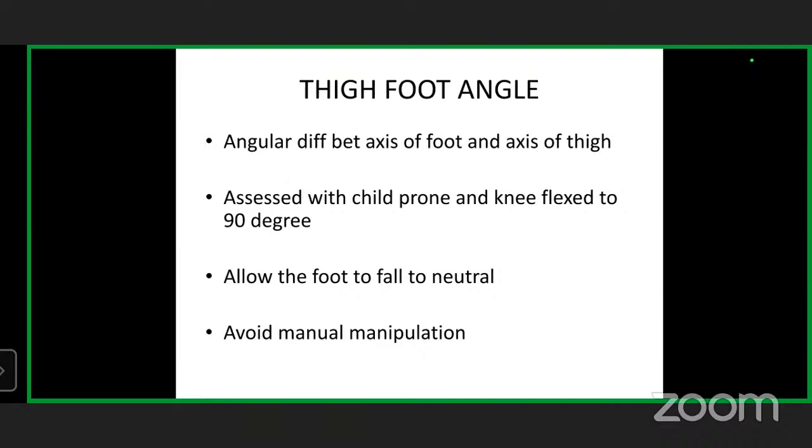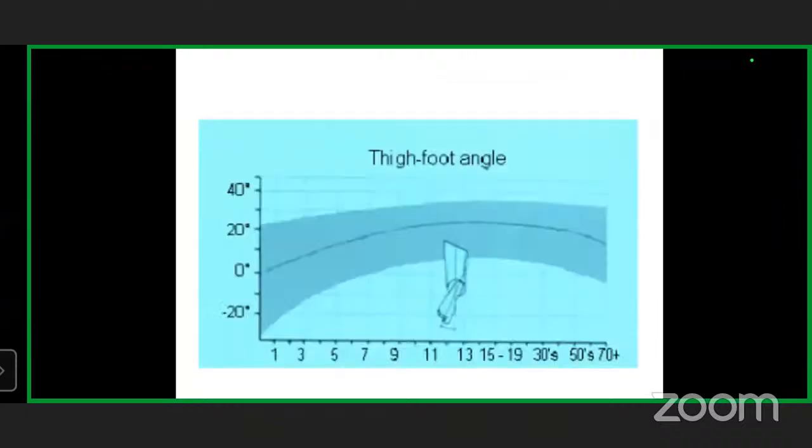It is assessed with the child prone and the knee flexed to 90 degrees. We should not force the foot into the neutral position, and we should not manipulate the foot much, or we will be reading a false value. So this is the description: one line is drawn along the axis of the thigh and another line along the axis of the foot.